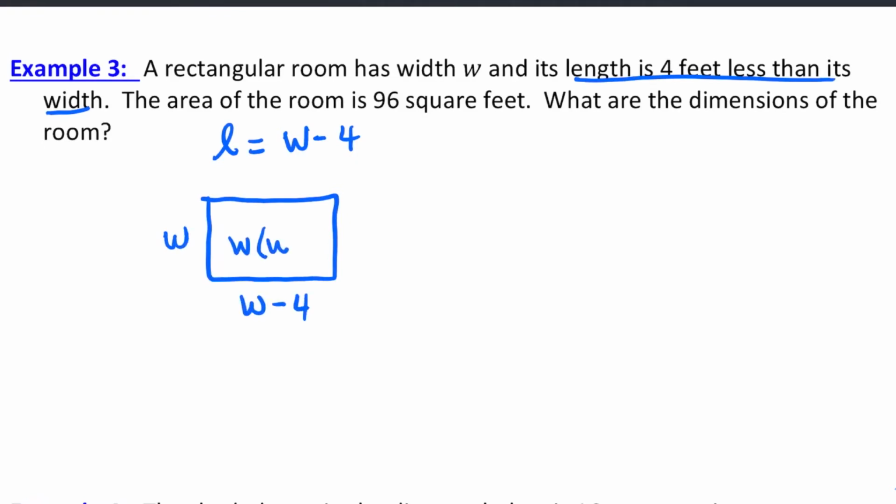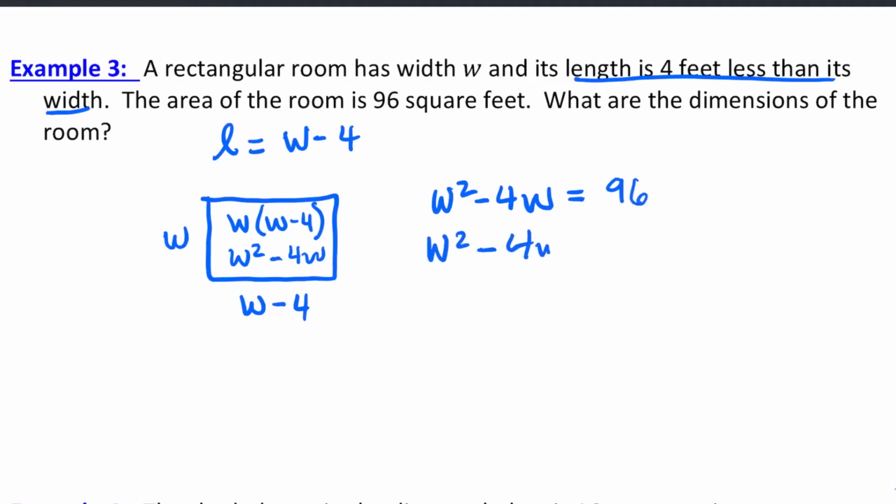So if you think about the area, to get the area, I'd multiply my length and width together, which in this case would give me w squared minus 4w. And then I'm told that that area is 96 square feet. So I could write myself an equation and say that w squared minus 4w equals 96. And then solve it. So we know we want to get 0 on one side since it's quadratic so that we can do some factoring.